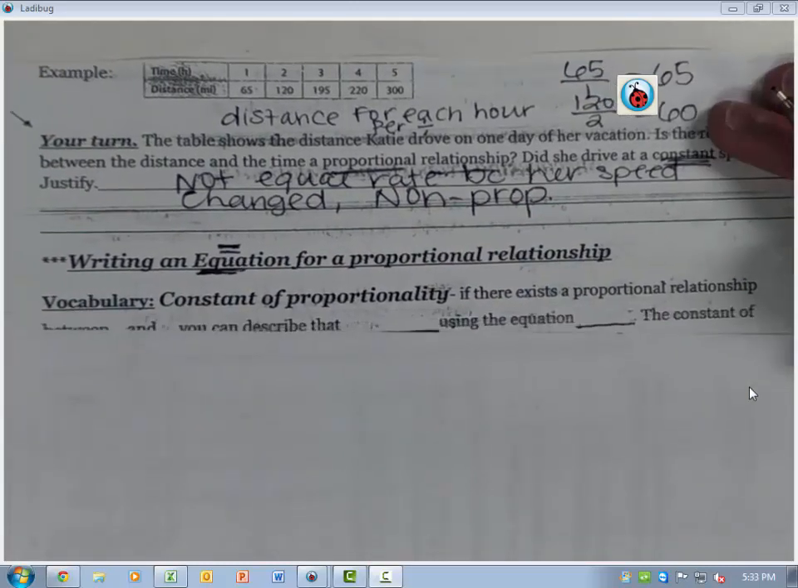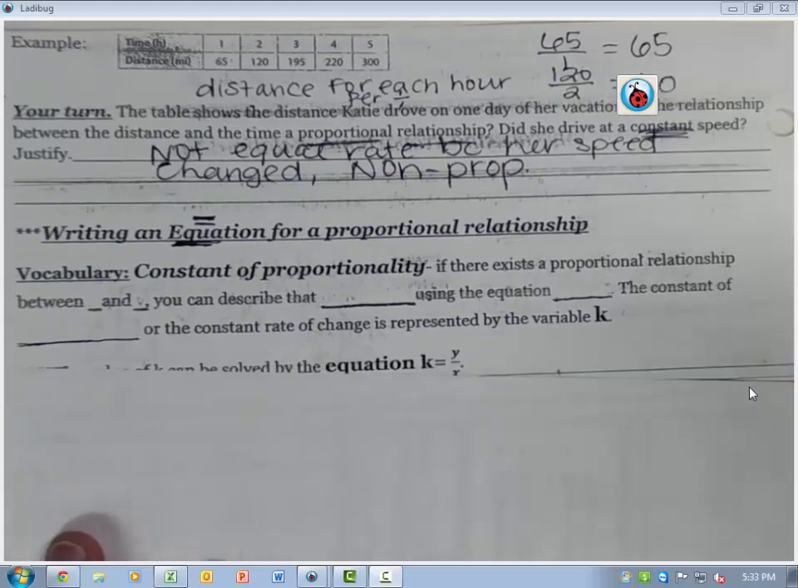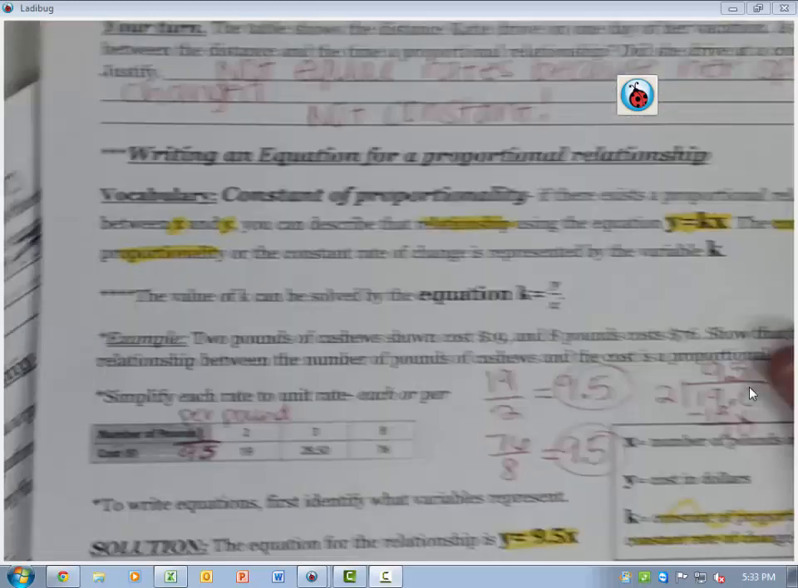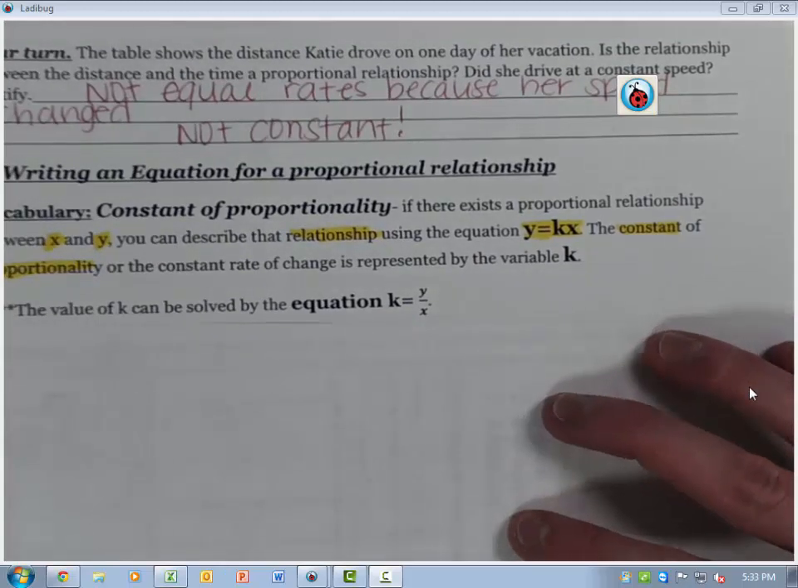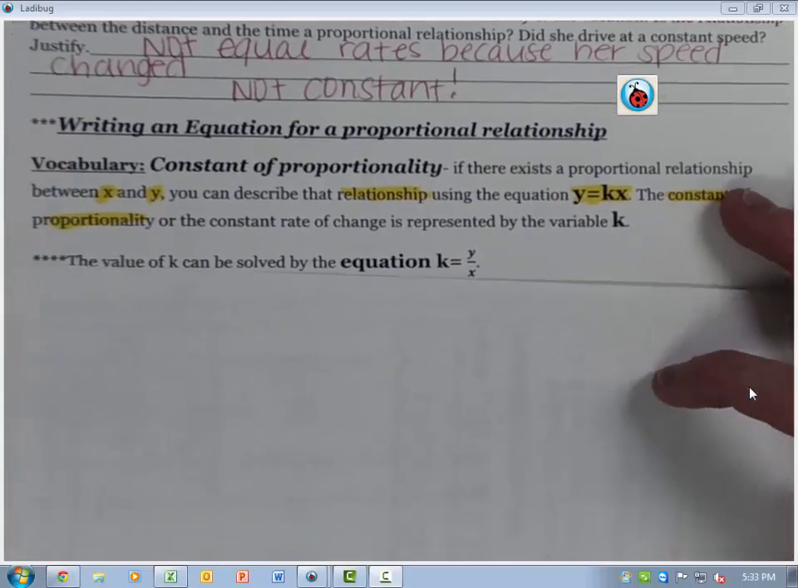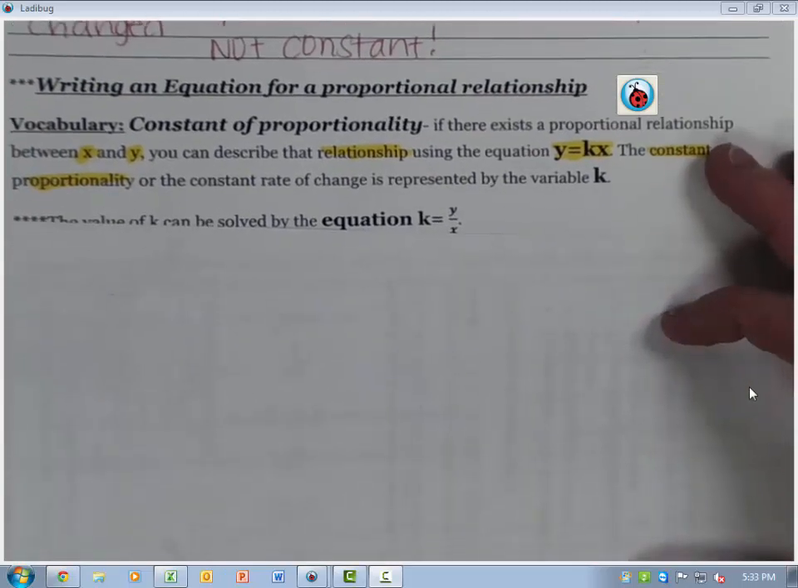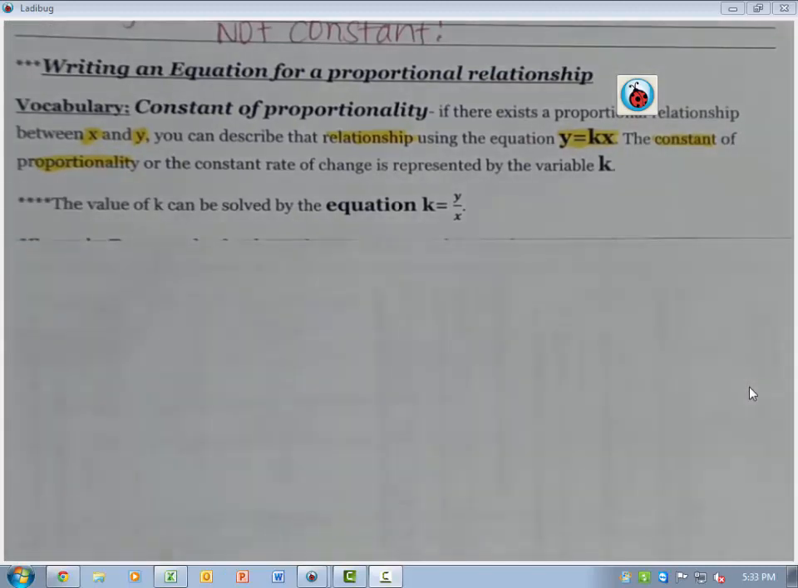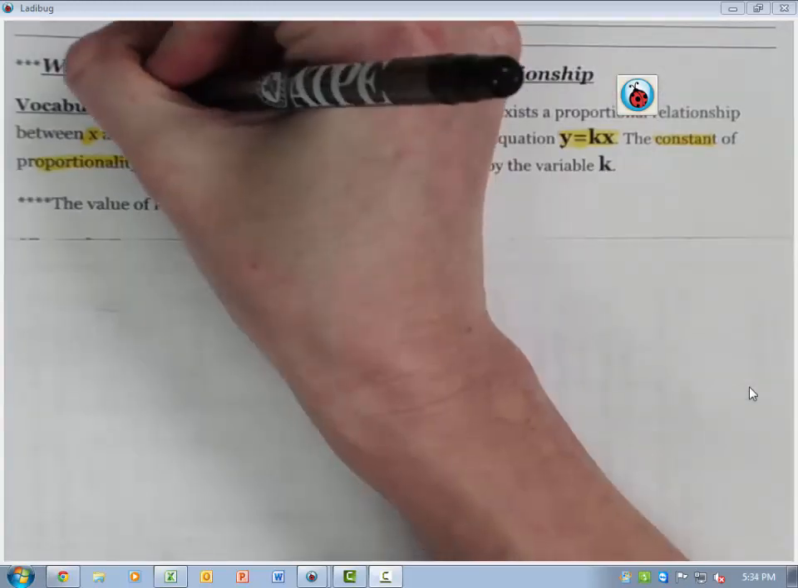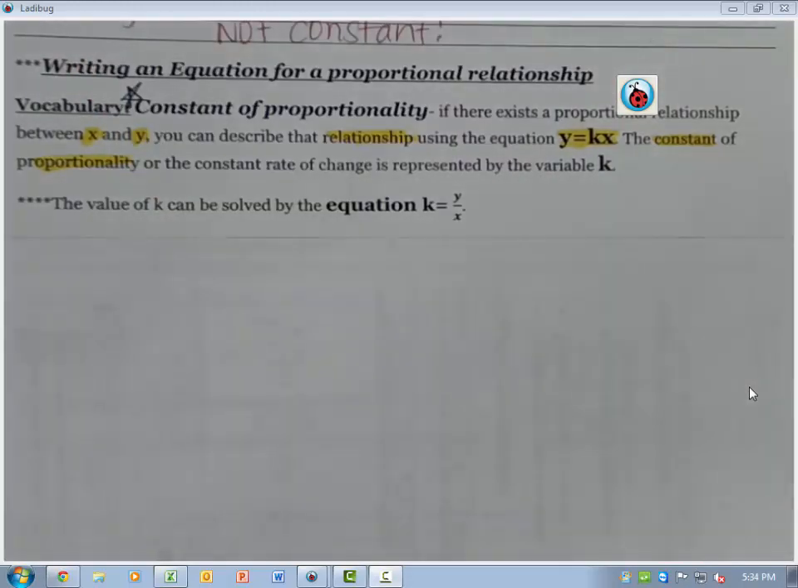Okay, let's fill in the blanks here. I'm going to put up a new paper so I don't lag and you can copy as we go. So, writing an equation for a proportional relationship. I'm going to read it out to you so you can keep up without it lagging. Constant of proportionality. This is a very, very important vocab word. If there exists a proportional relationship between x and y, that means that we have a constant rate of speed, which when we divide our fractions from our table, we get the same number.